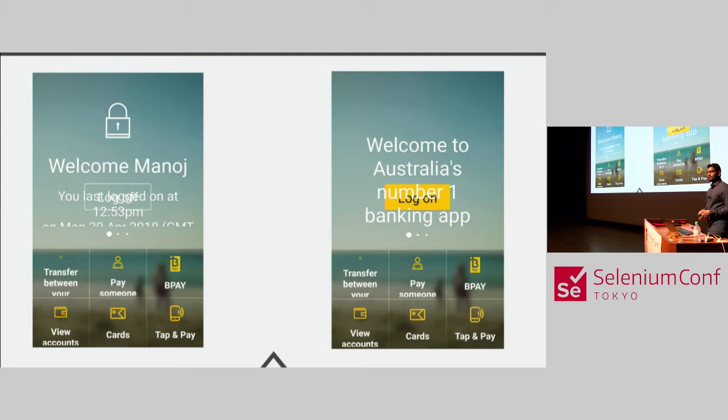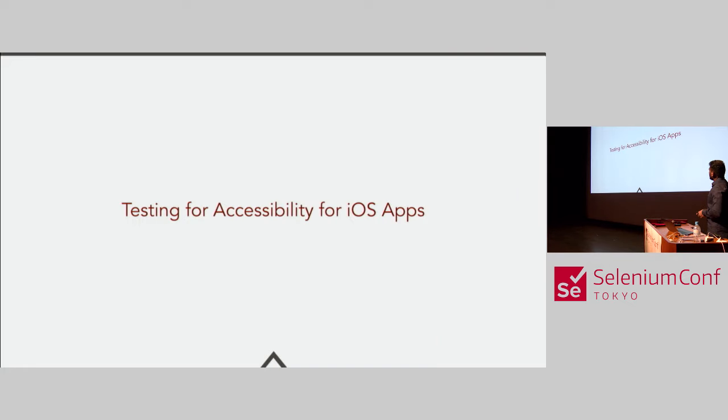And how can you validate? You can use any of the visual testing platforms like Applitools, and test for those visual issues. For iOS apps, what is there for iOS apps?